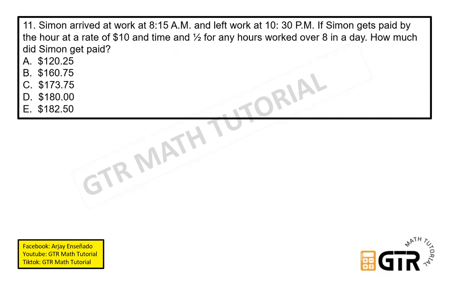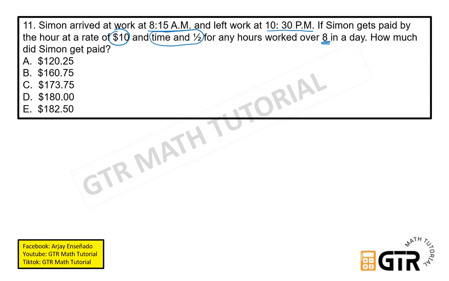Isa-isahin natin. So 8:15 a.m. to 10:30 p.m. nag-work si Simon. So ang sabi, $10 ang bayad sa kanya kapag 8 hours. Tapos, time and one half for any hours over 8. Okay, so bilangin muna natin kung gaano katagal yung hanggang 8 niya.